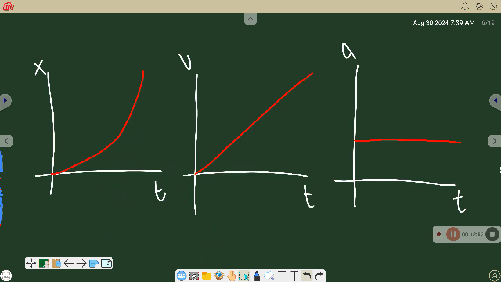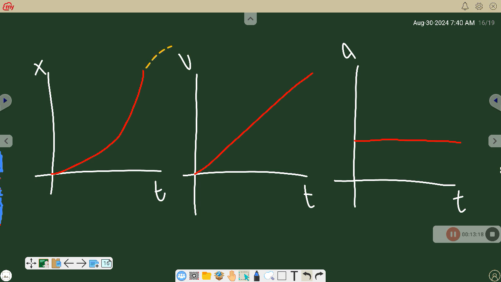All right. Hey, let's talk a little bit about motion graphs now. We can get a lot of information about different motion graphs by just looking at one motion graph. By just looking at our position versus time graph here, we can get information about both our velocity and our acceleration versus time graph. And let's talk about how we do that.